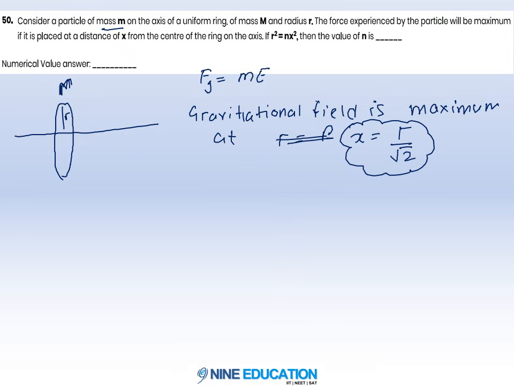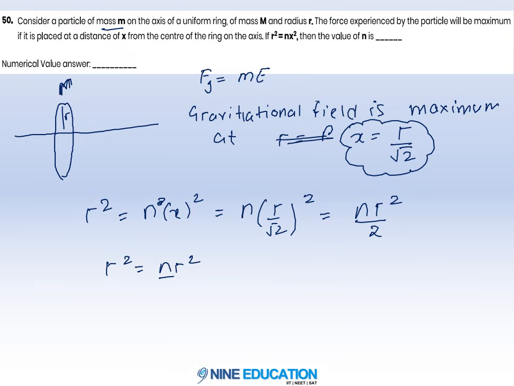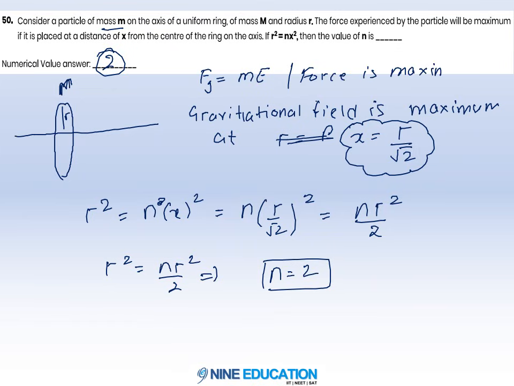So what is given? R square is n into x square. So just put the value of x, R by root 2 whole square. So what we are getting? n R square by 2. So from here R square equals n R square by 2. This corresponds to n equals 2. So what you need to remember is at which value the field is maximum. Force is maximum at the point when the field is maximum. Okay. So force is maximum when the field is maximum.